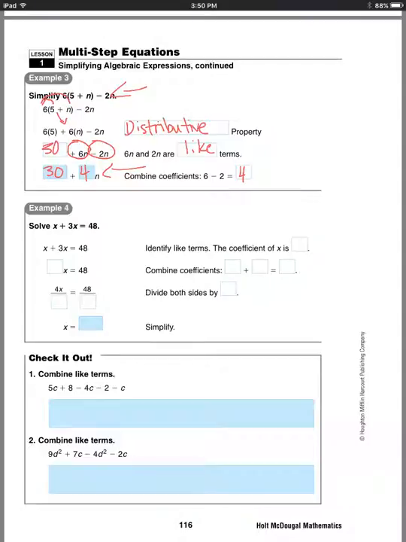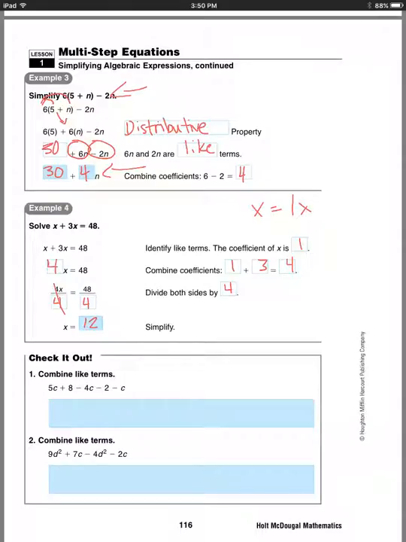Okay, solve x plus 3x equals 48. So we're going to first add like terms. x plus 3x. Okay, remember that the coefficient of x is always 1. x is the same as 1x. Okay, so when we add x and 3x, we get 4x. So we're going to combine the coefficients 1 and 3 and get 4, and then keep our variable attached. Then we have a coefficient with a variable, so we have to divide by the coefficient of 4 to get our x by itself. And 48 divided by 4 is 12.